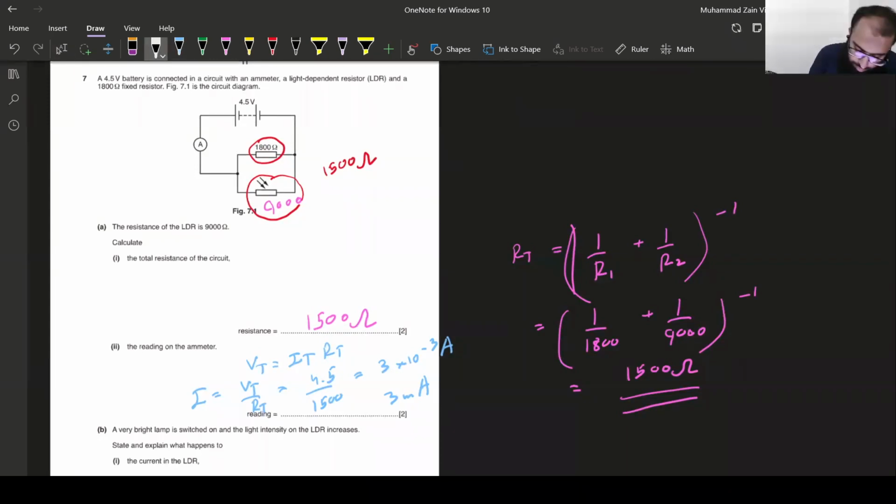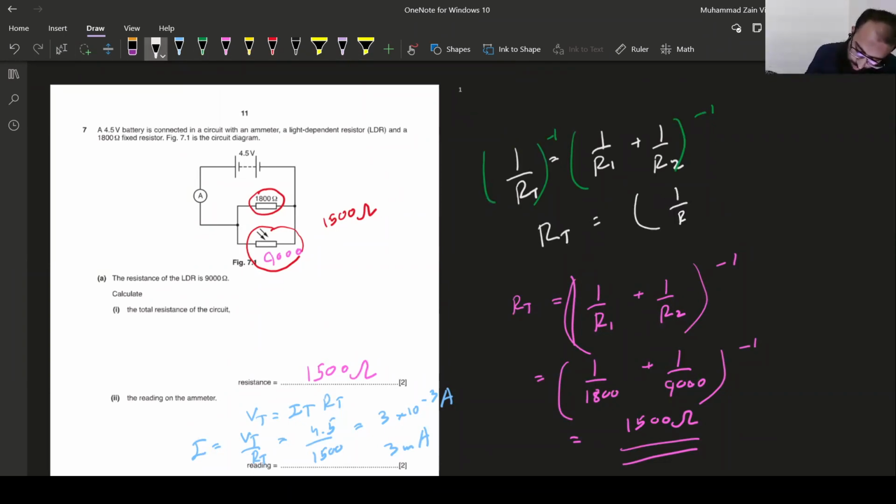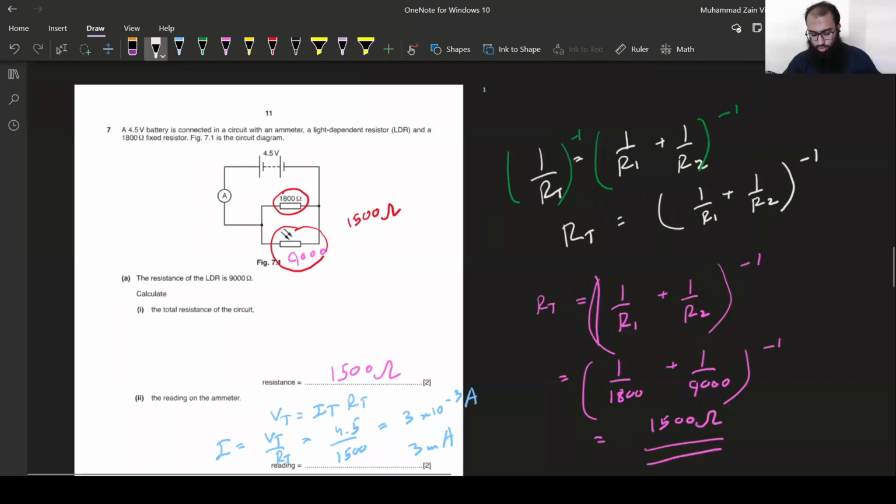The reason is that the formula was 1 over RT equals 1 over R1 plus 1 over R2. This was the formula for the resistance of a parallel circuit, how you sum them up. If I inverse this on both sides, I simply end up with RT equals (1 over R1 plus 1 over R2) inverse. This helps me in my calculation when I need to put the values in the calculator. So that's why I did this. Otherwise, there is no other reason. I hope this is clear to you.